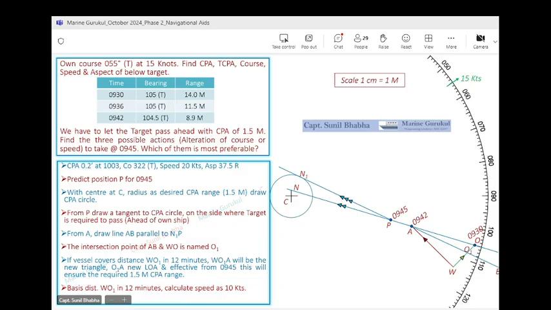Very good. So we have got our first option, a reduction in speed leading to the desired CPA of 1.5 miles. ये पहला option है बेटा. अब हम और options देखेंगे. What other options are available to us? Let's see that.